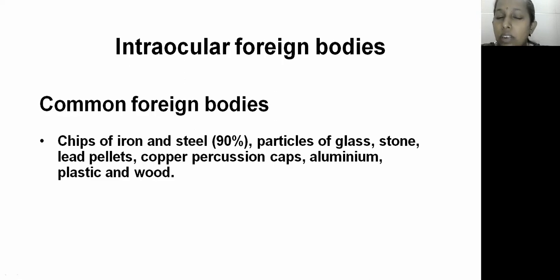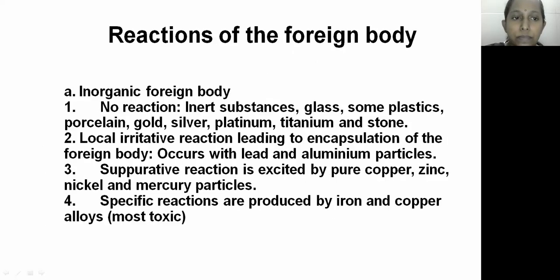Some of the intraocular foreign bodies. Common foreign bodies are chips of iron and steel, seen in 90% of cases, particles of glass, stone, lead pellets, copper percussion cap, aluminium, plastic, and wood. So these are the common foreign bodies seen in the eye. These are the intraocular foreign bodies.